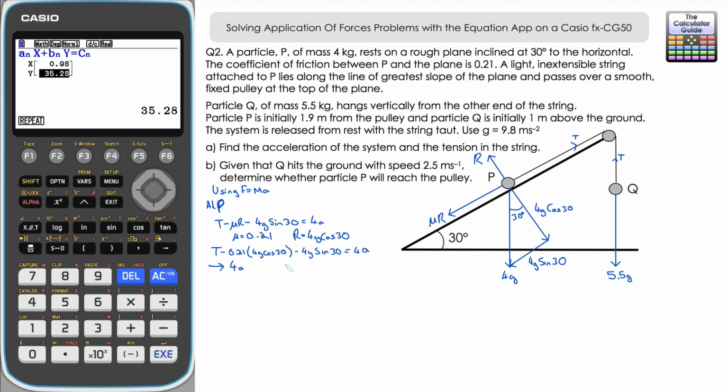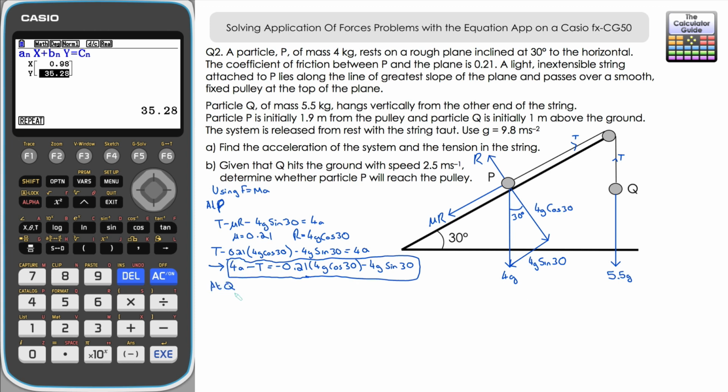So 4A minus T, the tension, equals, well, the friction force and the parallel component of weight there, and they'll both be negative because they're heading in the opposite direction. So I'm just going to outline that. That's going to be going into our calculator. Again, don't worry too much about all the figures there. The calculator is going to do the calculation for us as we did with question 1.